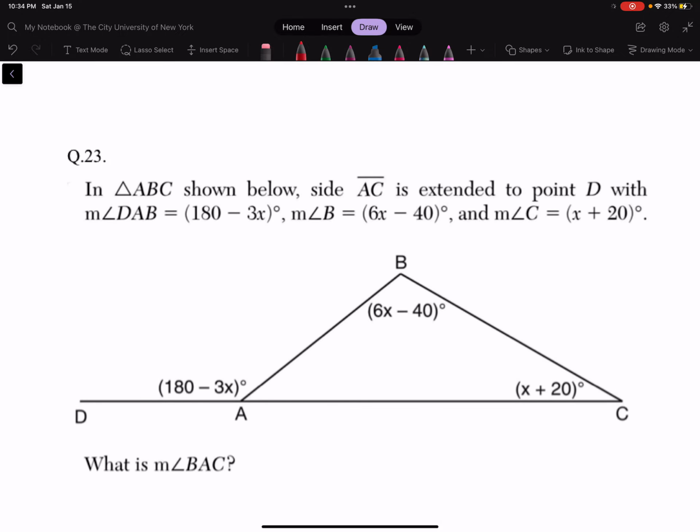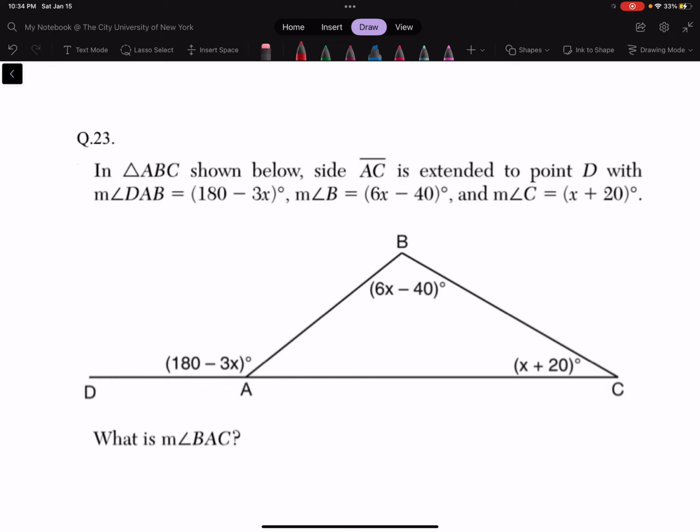And in number 23, this is again an exterior angle theorem. They say triangle ABC is shown below, side AC is extended. Okay, so AC is extended to D, with angle DAB being 180 minus 3x. Measure of B is given as 6x minus 40, and measure of C is given as x plus 20.